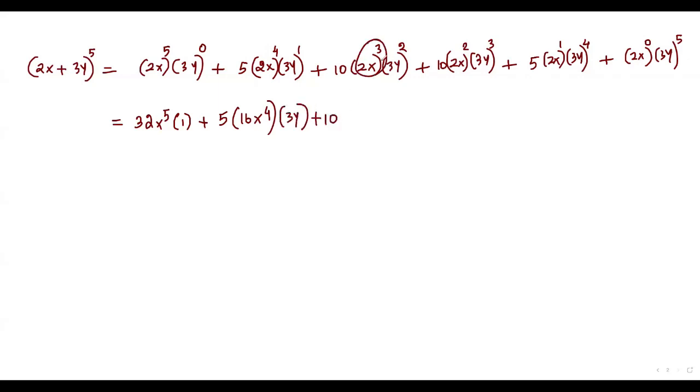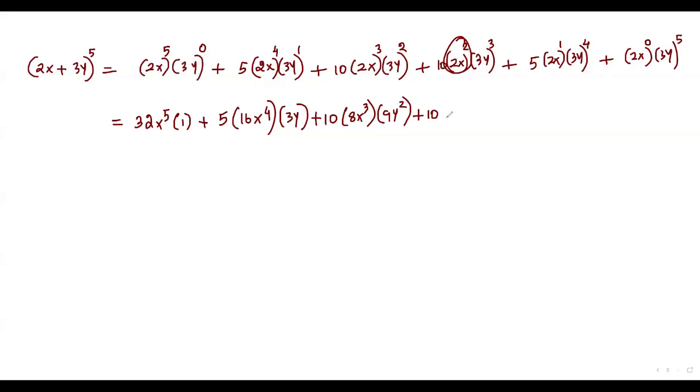Now when I evaluate 2x raised to the third power, the same thing I did for 2x to the fifth power and 2x to the fourth power, I have to do for this one. That is 2 raised to the power 3 is 8. x raised to the power 3 is x cubed. Now 3 raised to the power 2 is 9 and y squared, positive 10 times.